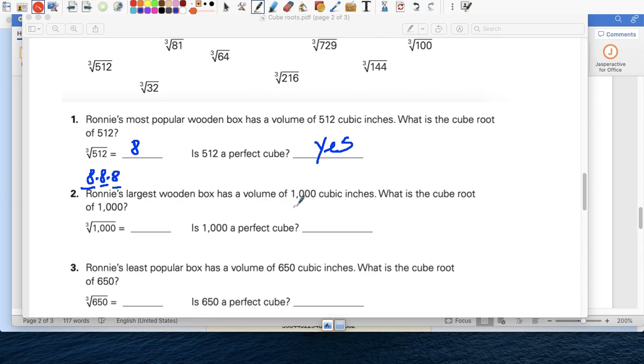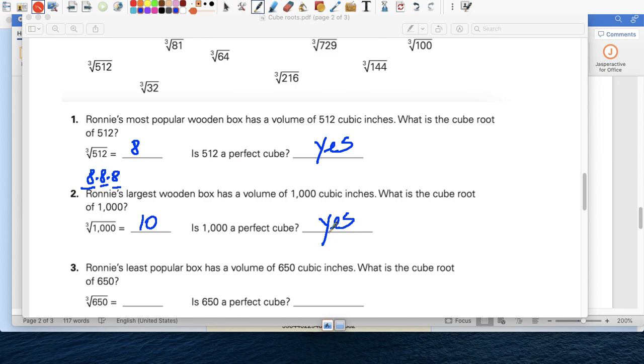Ronnie's largest wooden box has a volume of 1,000. Is 1,000 a perfect cube? Well, what's the cube root of 1,000? Which is 10, which is 10 times 10 times 10. Is 1,000 a perfect cube? Yes, it is.